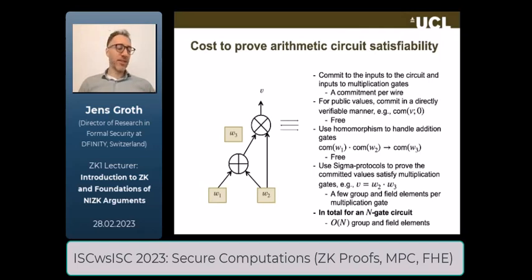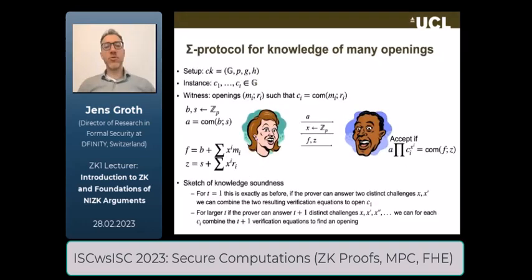Okay, and the really interesting question then is, can we do more efficiently than that? And the answer to that is yes. And I want to briefly give you some intuition of why the answer is yes, and how you could do it even more efficiently. So instead of proving one thing at a time, you prove many things at a time, and sometimes you can do that more compactly.